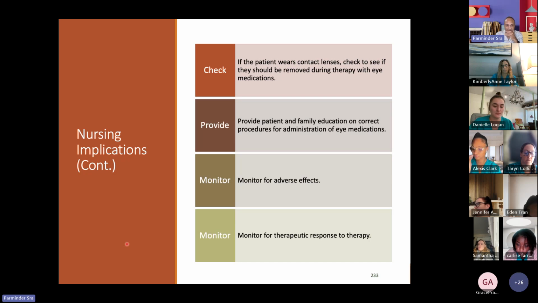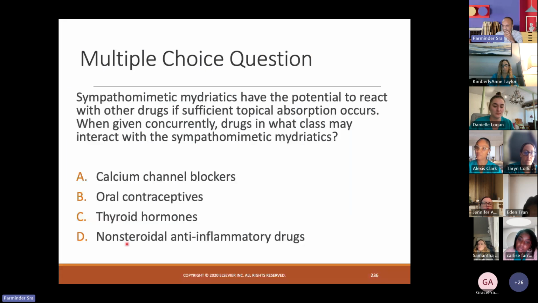Let's do some questions. We did not cover this, so let me go. Sympathomimetic drugs or mydriatics have the potential to react with other drugs as sufficient topical absorption occurs. When given concurrently with which ones can cause an issue, the correct answer is the C here, because with sufficient topical absorption, sympathomimetic mydriatics have the potential to react with them.